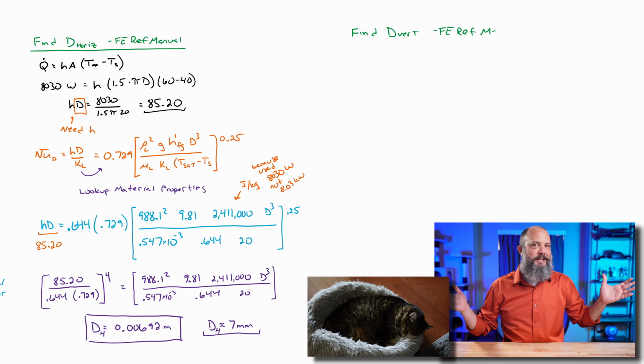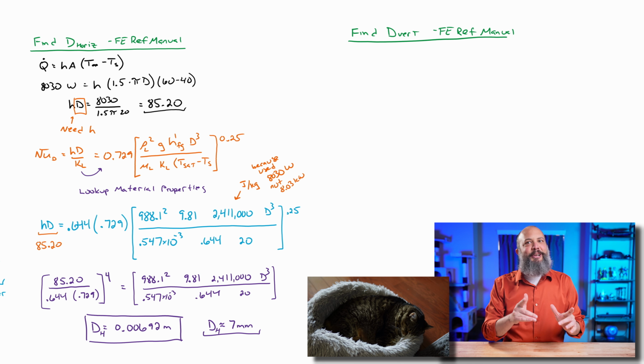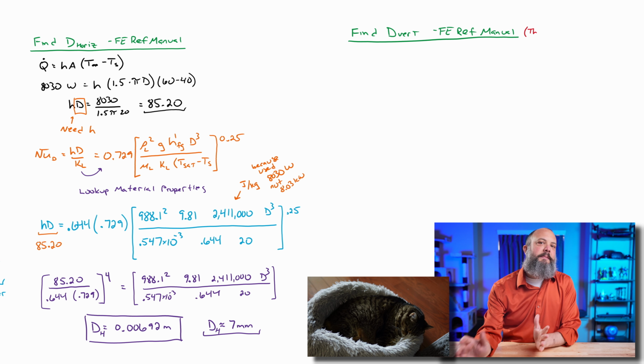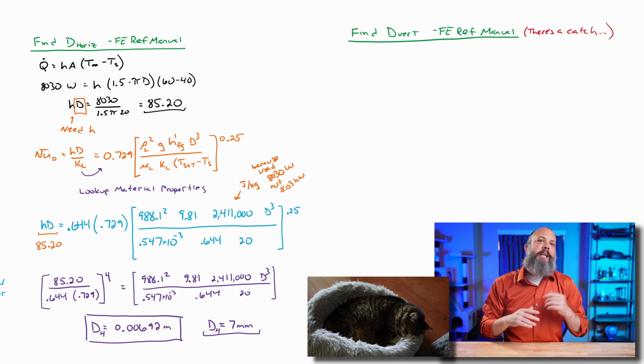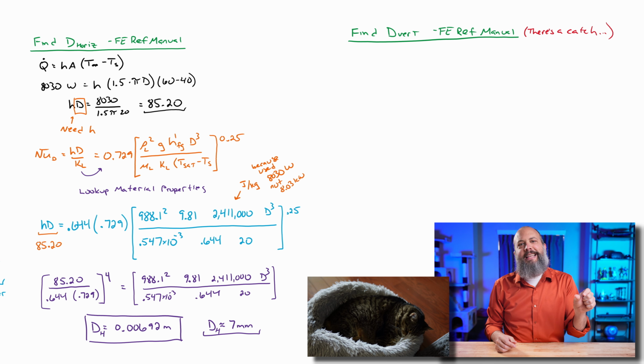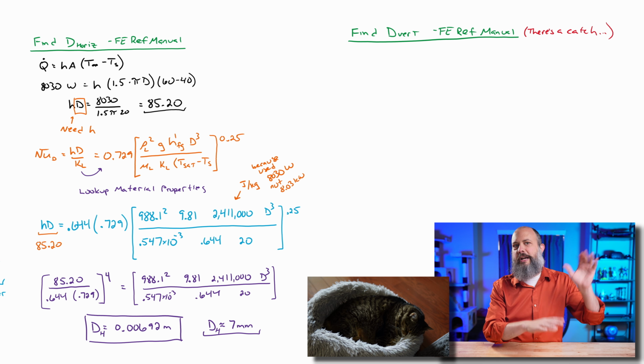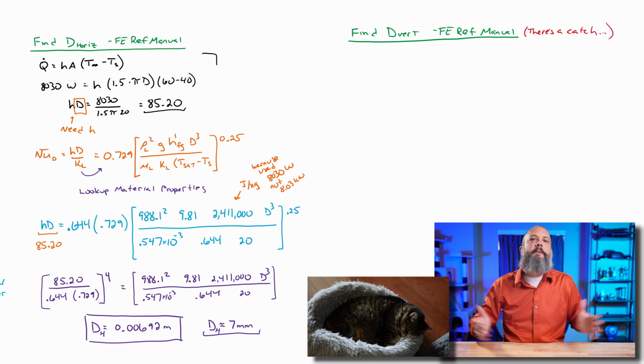Without a frame of reference, that's not really very meaningful, so I guess we'll go up and find the diameter for the vertical pipe next. We're still starting off the same way, Newton's law of cooling, H A delta T. We get HD is 85.20. That's the same for horizontal or vertical because it's the same amount of heat transfer.